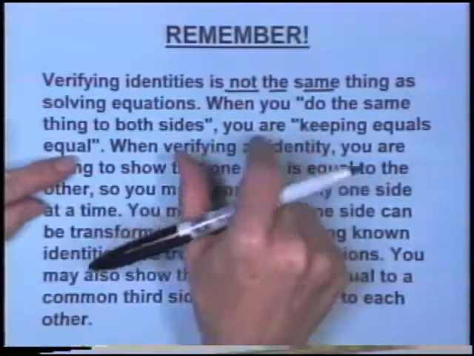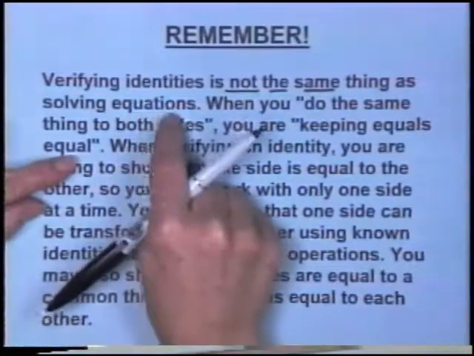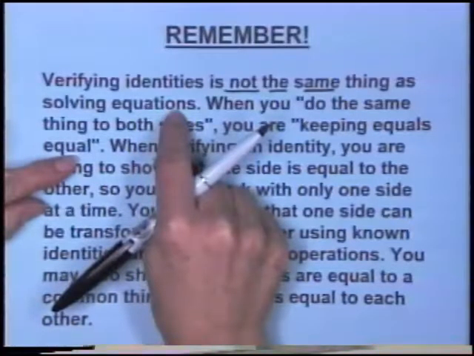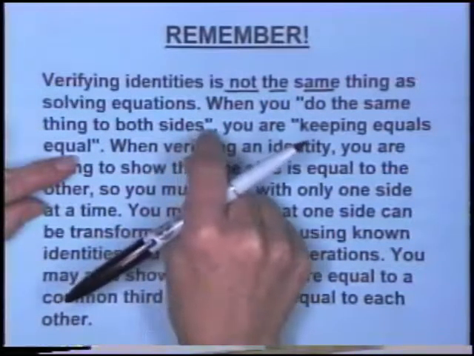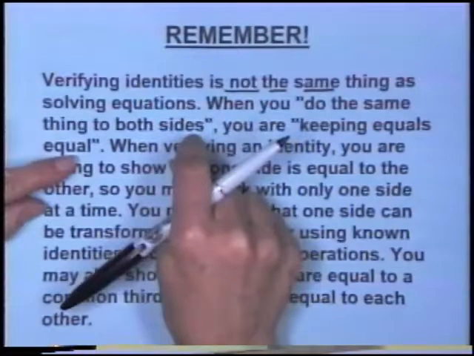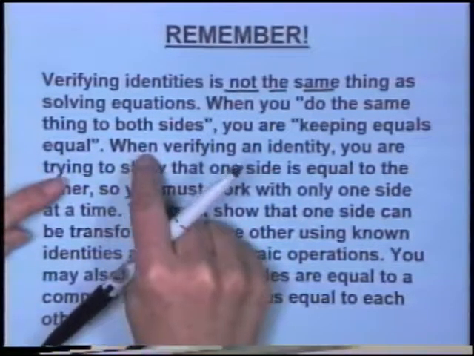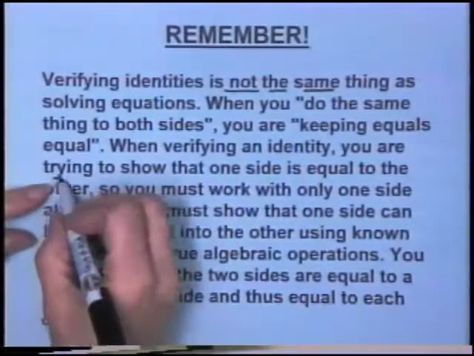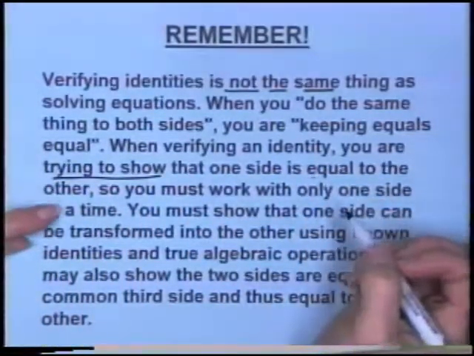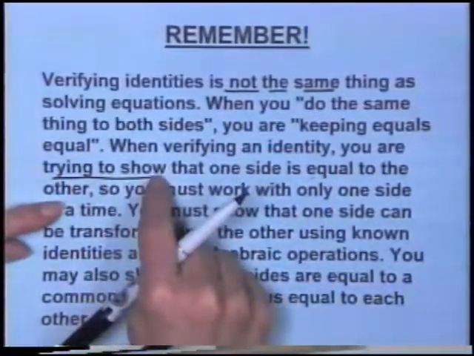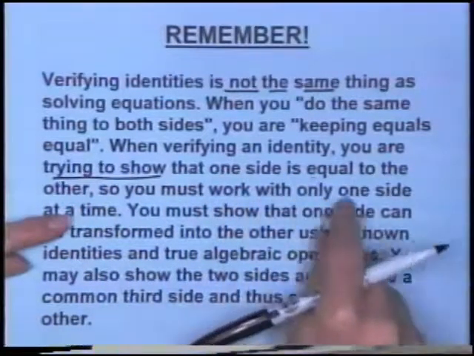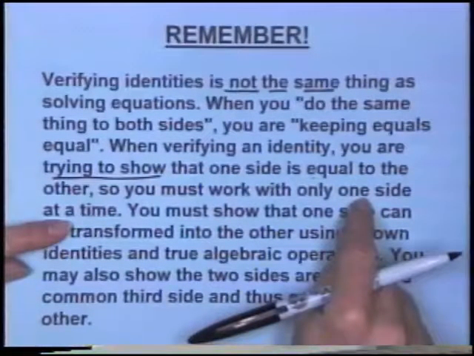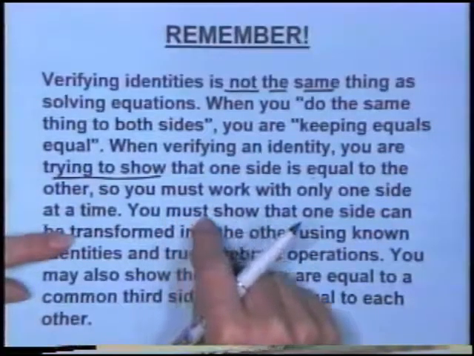same thing. That was allowed because you were starting out with an equation, a statement of equality that you knew was true. And basically you were saying, if this is true, then if I add 5 to both sides, it's still true. That's kind of what we were doing when we solved equations. But notice, when you're verifying an identity, you are trying to show that one side is equal to the other. You don't know that they're equal, you're trying to show that. So you must work with only one side at a time. You can't add the same thing to both sides or whatever.